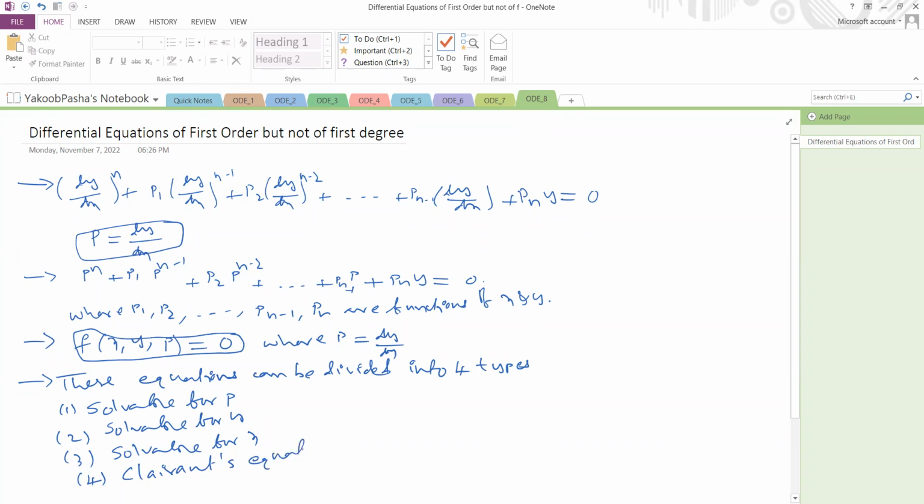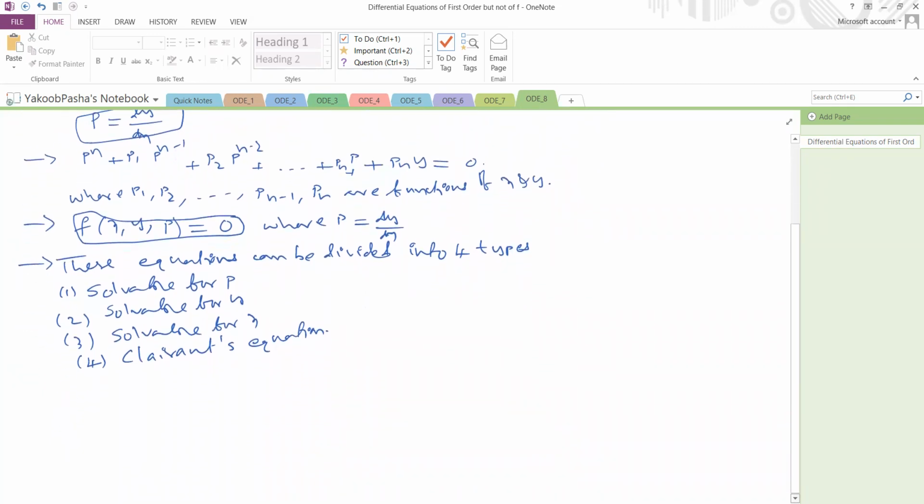Okay, the differential equations of first order and first degree are divided into four types. First one is equations solvable for p. Second one is equations solvable for y. Third one is equations solvable for x, and the fourth, important one is Clairaut's equation. Okay. Now, questions: the first, equations solvable for p, and the fourth, Clairaut's equation.